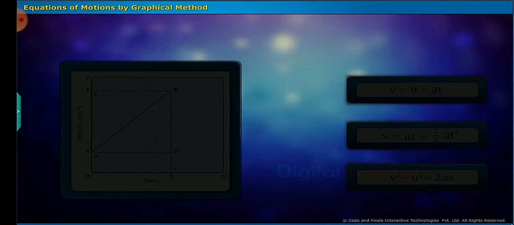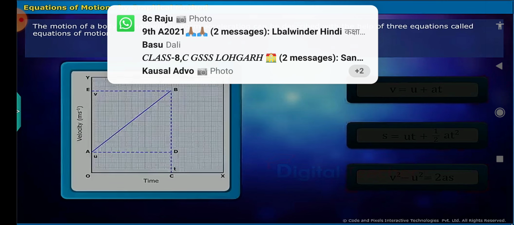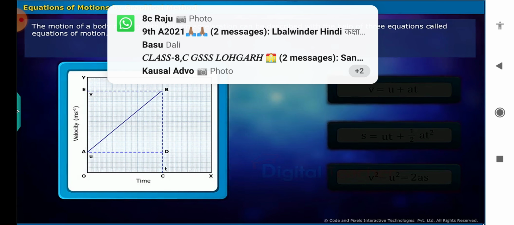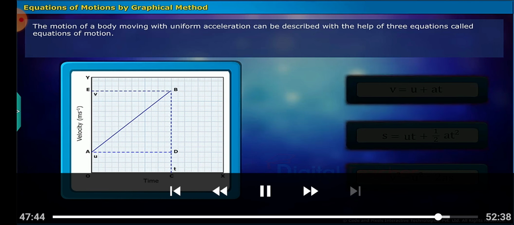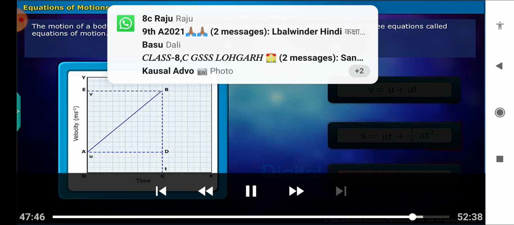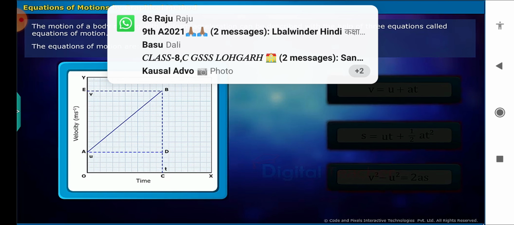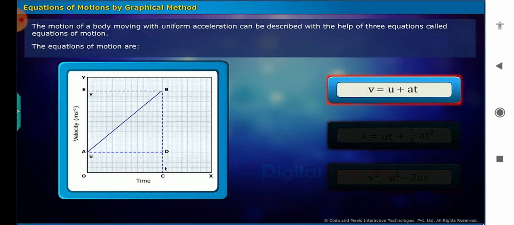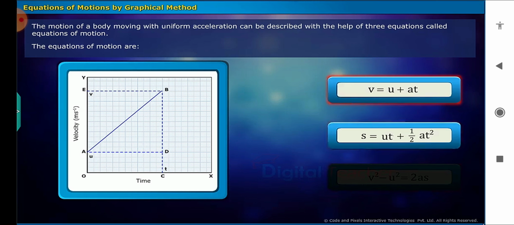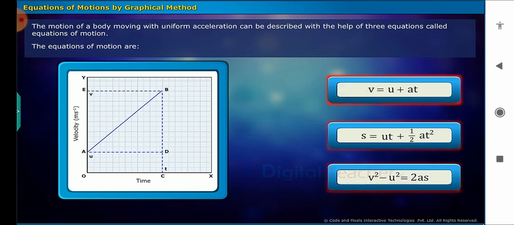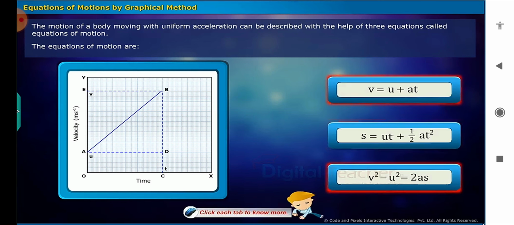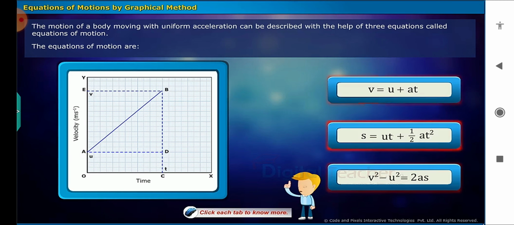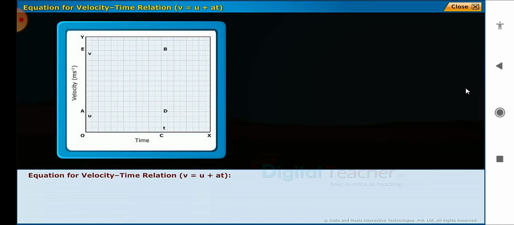Now, let us see the equations of motion by graphical method. The motion of a body moving with uniform acceleration can be described with the help of three equations called equations of motion. The equations of motion are V equals U plus AT, S equals UT plus half AT squared, and V squared minus U squared equals 2AS. Click each tab to know more. Equation for velocity-time relation.